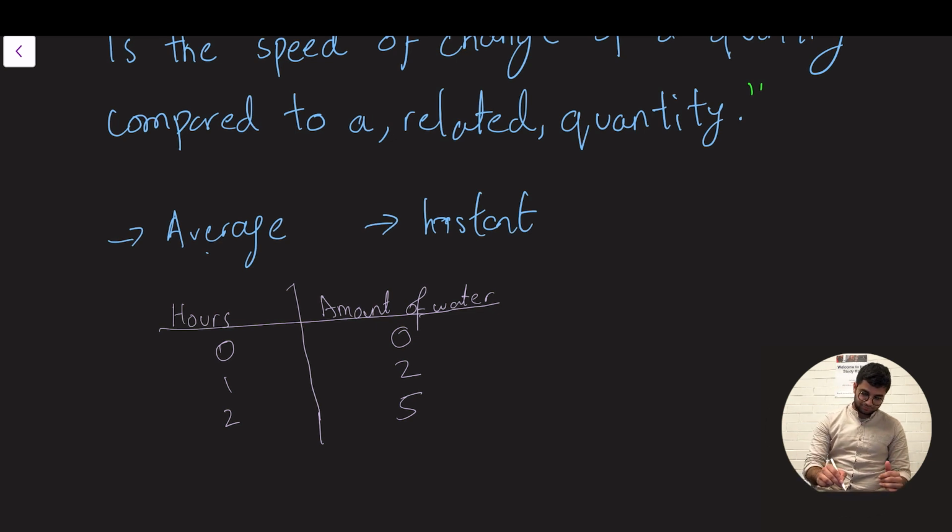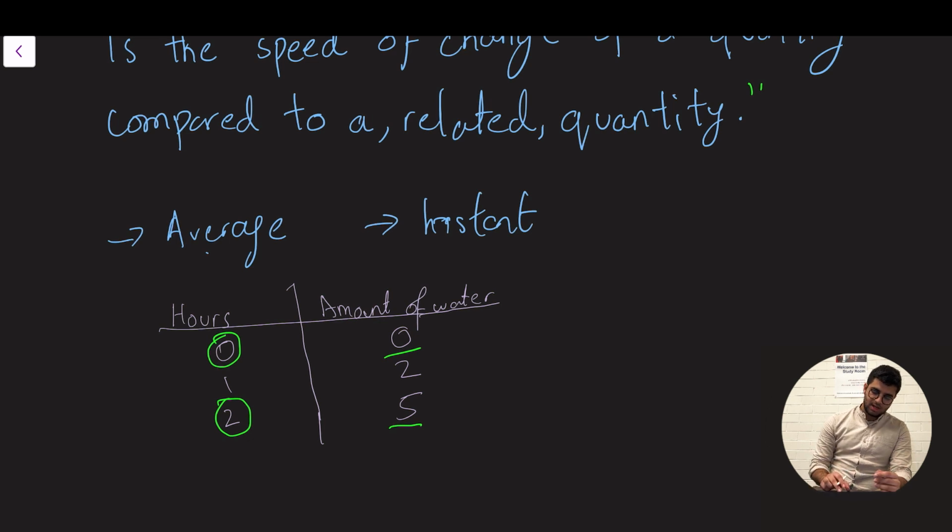Simple enough. Now if we want to calculate the average rate of change over the 2 hours, we see that the amount of water has increased by 5 in 2 hours. So naturally, on average, it's increasing by 2.5 liters per every hour, right? That makes sense. But let's just break it down and see what we did. We found the initial value and the corresponding function value, and then we found the final value and the corresponding function value.